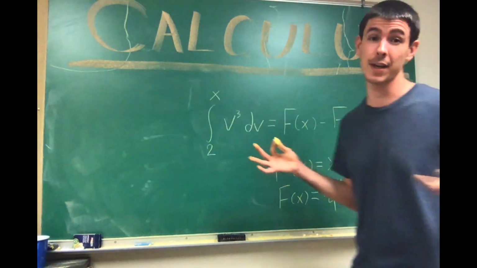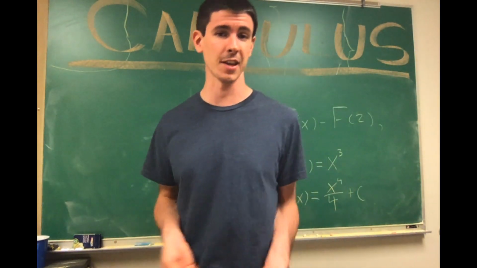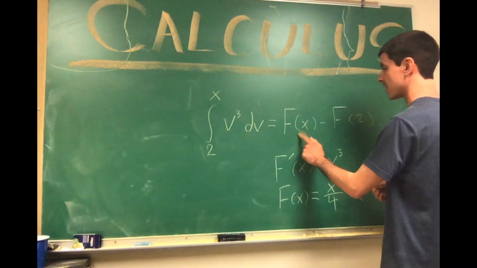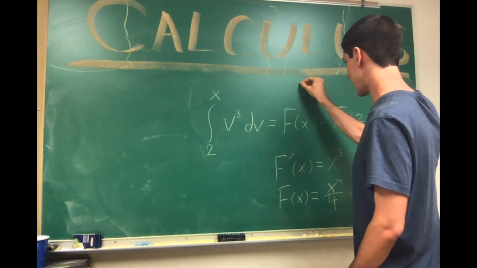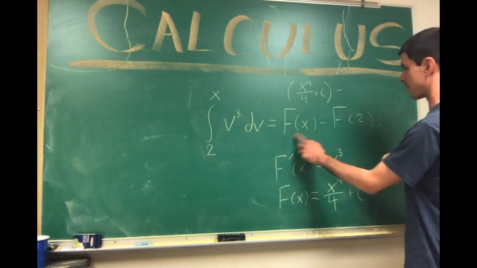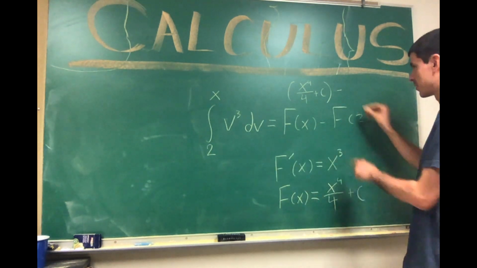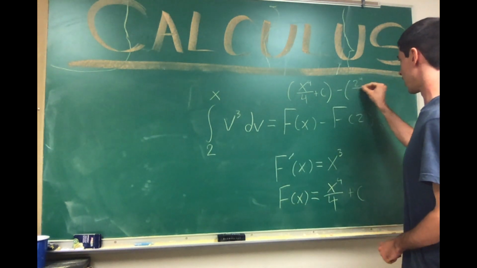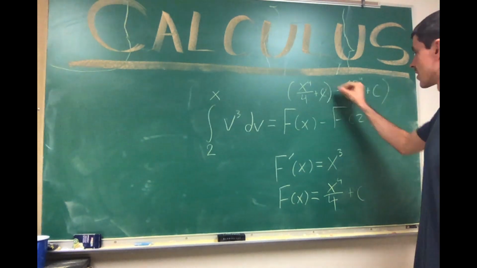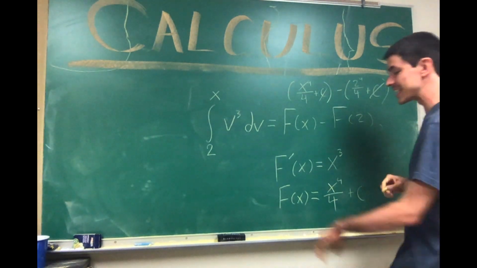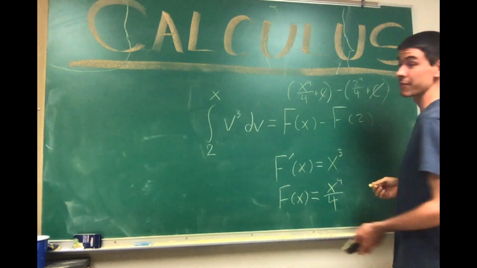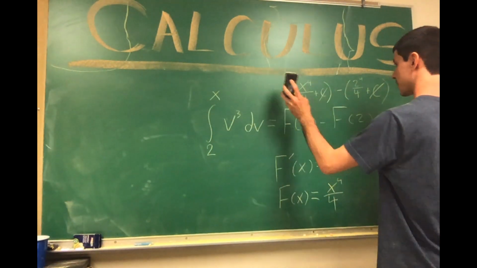So you could say, well, if we can add any constant, how does the area make any sense? It could be anything. But if capital F of x is x to the fourth over 4 plus a constant, then F of x minus F of 2 is x to the fourth over 4 plus a constant minus 2 to the fourth over 4 plus a constant. The constants cancel. So constants added to capital F of x make no difference. So it all checks out.